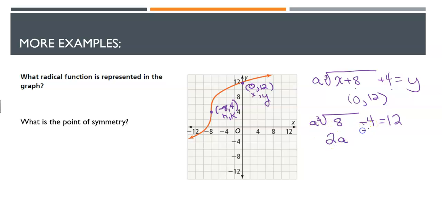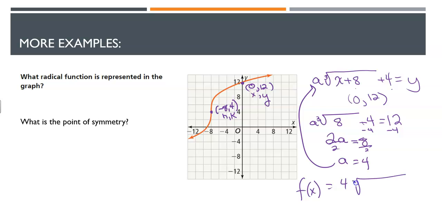I'm going to go ahead and subtract the 4 from both sides. And notice this is a little cleaner and neater than that last one, because if I divide both sides by 2, I get a equal to 4. Then I go back and put it into this one. So f of x, or y, is equal to 4 times the cubic root of x plus 8, and then the plus 4 is outside. So that's a challenge, but you want to be able to do that.